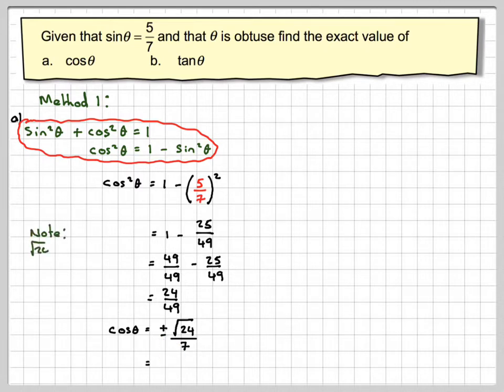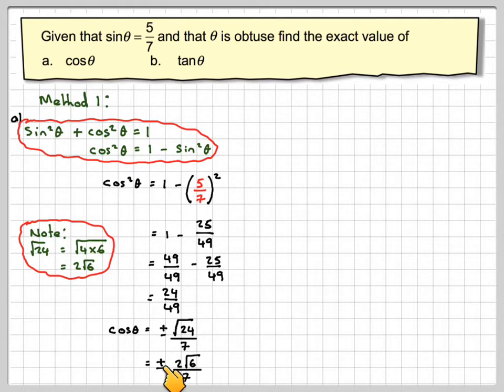Well, one way to do it, just before we do that, we should simplify root 24. Root 24 can be written as the square root of 4 times 6, and the square root of 4 is 2, so that becomes 2 root 6. So this becomes plus or minus 2 root 6 over 7. Now going back to that question, is it positive or is it negative?